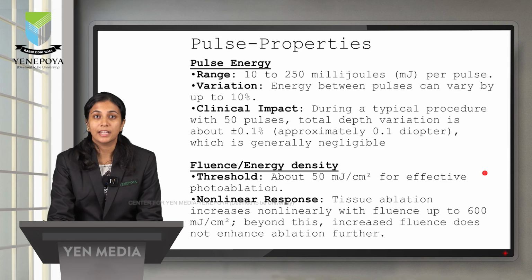The fluence, or energy density, is the amount of energy that is required to ablate a unit area. It is about 50 millijoules per centimeter square. Tissue ablation increases non-linearly up to 600 millijoules. After that, it doesn't increase the tissue ablation depth at all.